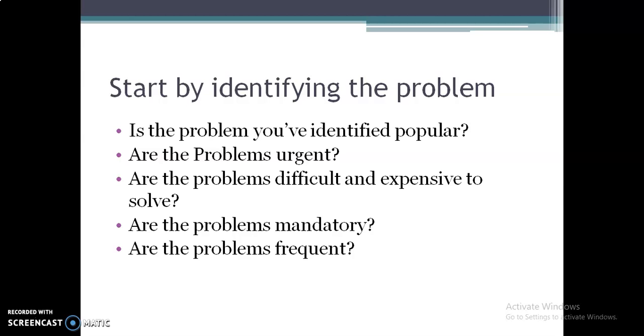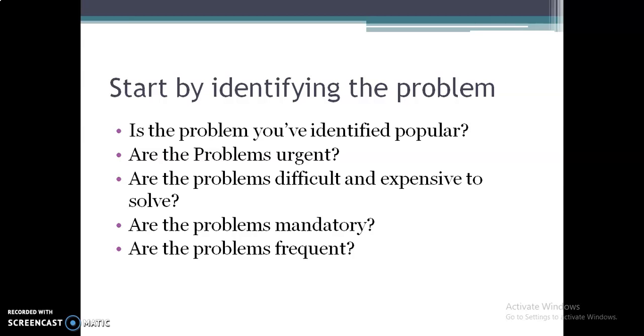So the next point: is it frequent? Are the problems you're trying to solve frequent, or is it just a one-size-fits-all kind of problem that people will buy once and then go to bed? For instance, you know the idea of subscription.